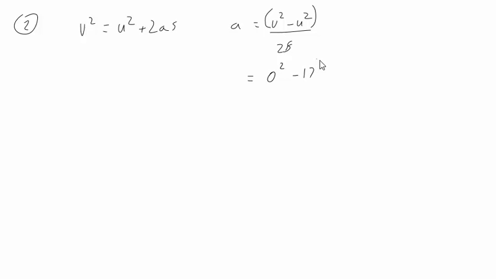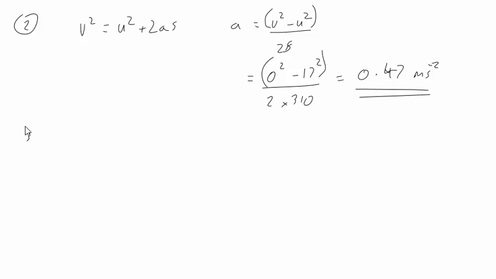In part 2, we're to find the average deceleration of the train. Well, for this we can use v squared is equal to u squared plus 2as. So a is equal to v squared minus u squared all over 2s. This is 0 squared minus 17 squared all over 2 times 310. We're told it stops in 310 meters. This comes out at 0.47 meters per second squared.